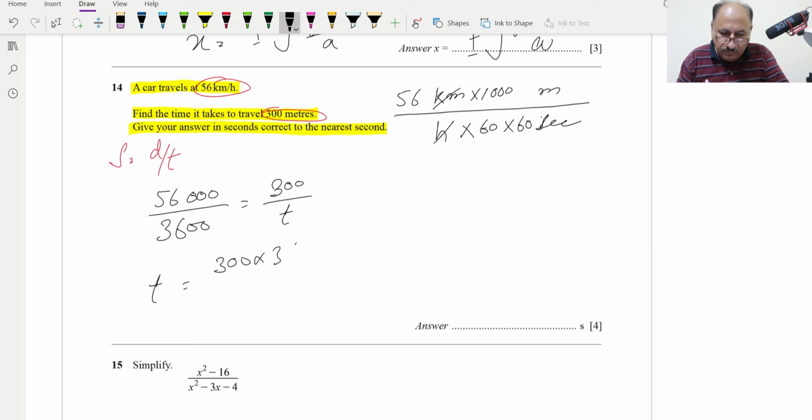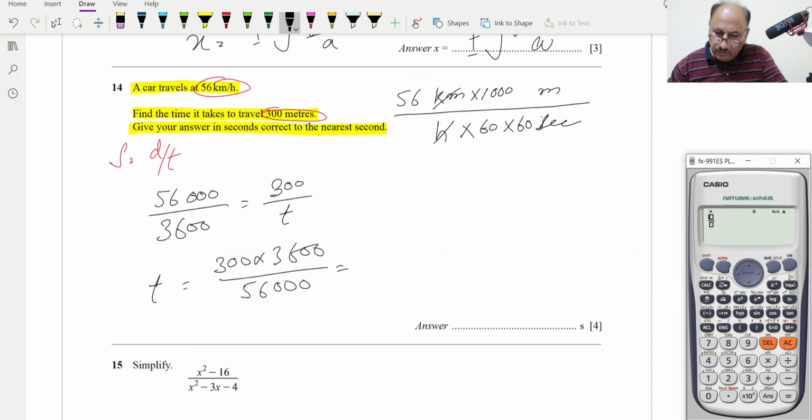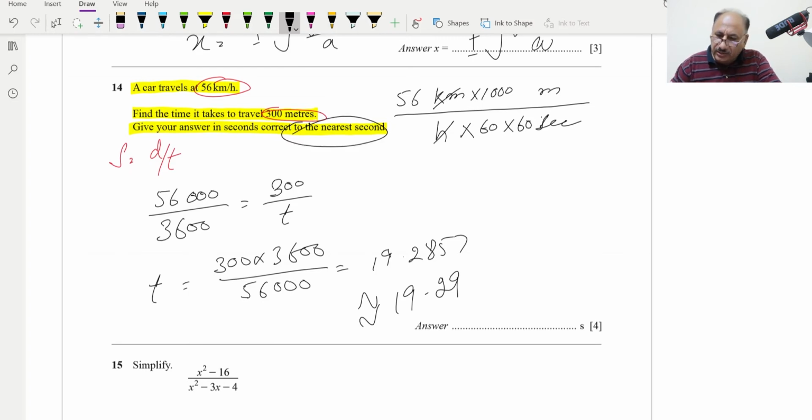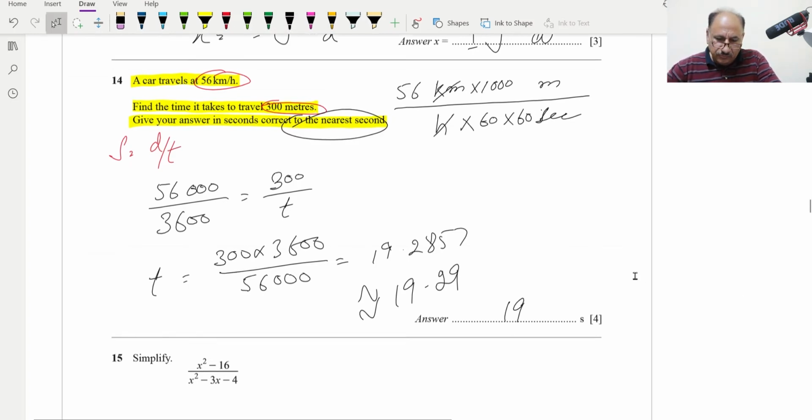300 multiplied by 3600 and divided by 56,000, and this will be simplified as 300 multiplied by 3600 and divided by 56,000, and this will be equal to 19.2857, and we can approximately write it as 19.29, or basically correct to the nearest second, so it will be 19 seconds will be our answer.